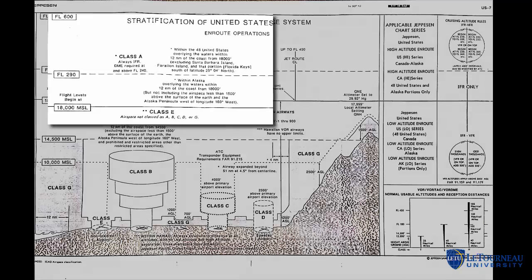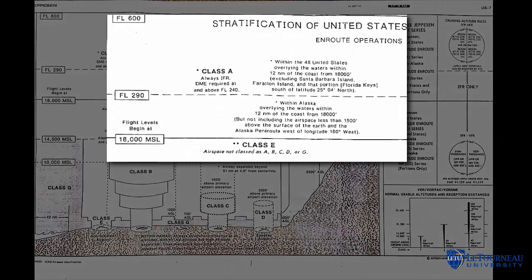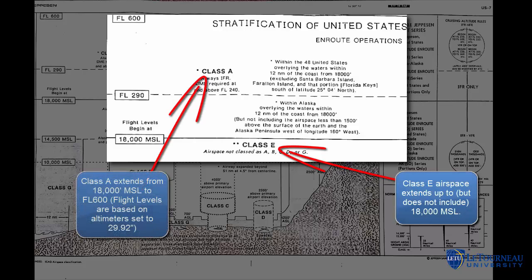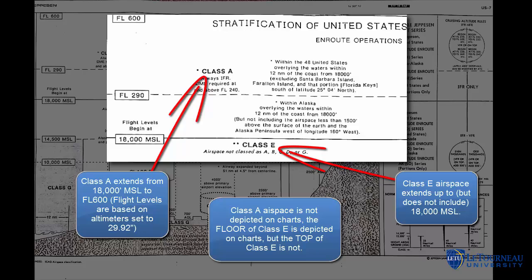Alright, here we're going to talk about Class A and Class Echo above 14,500 feet. Class Echo extends up to but does not include the airspace at 18,000 MSL. Above that, Class A extends from 18,000, including 18,000 MSL, to flight level 600.